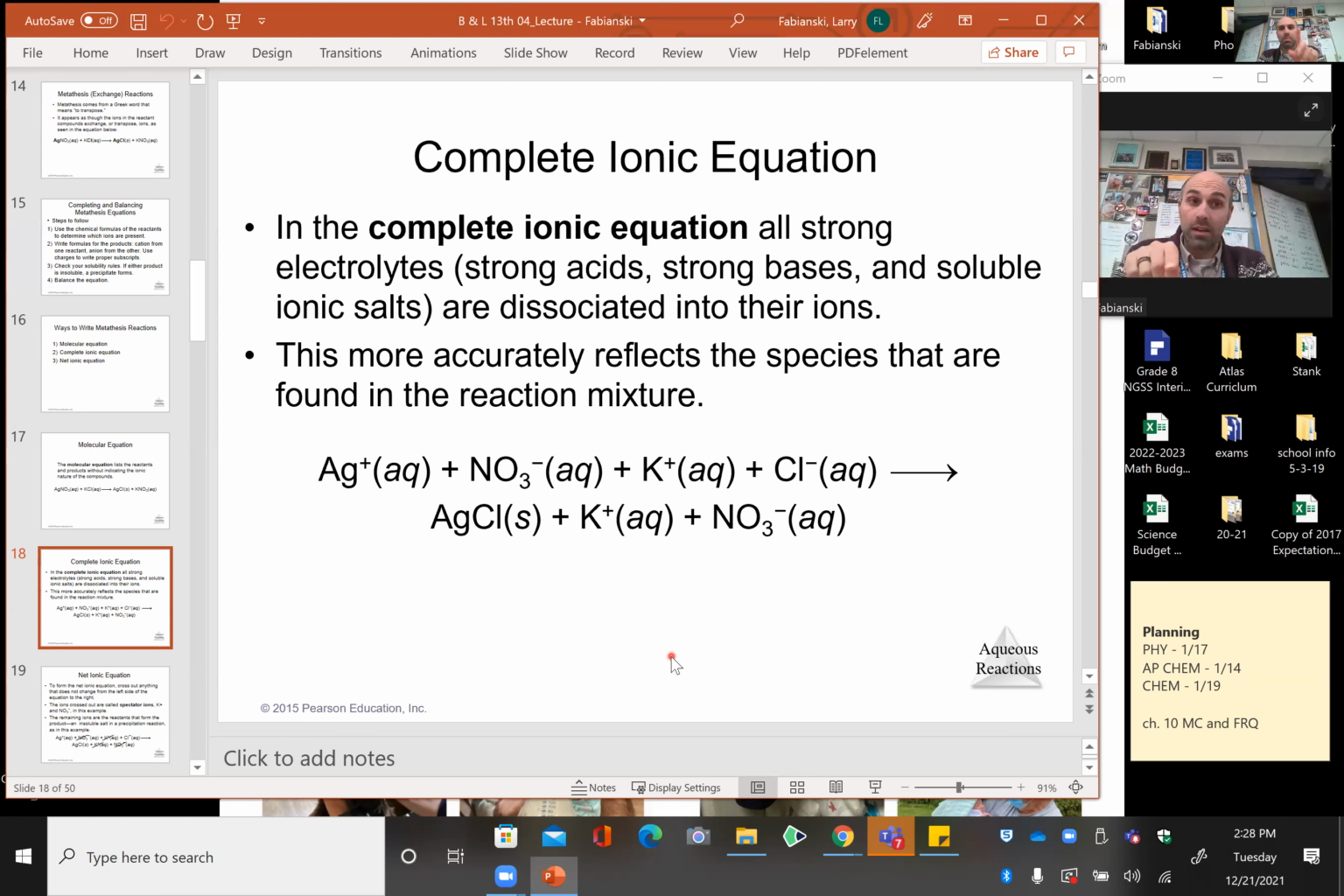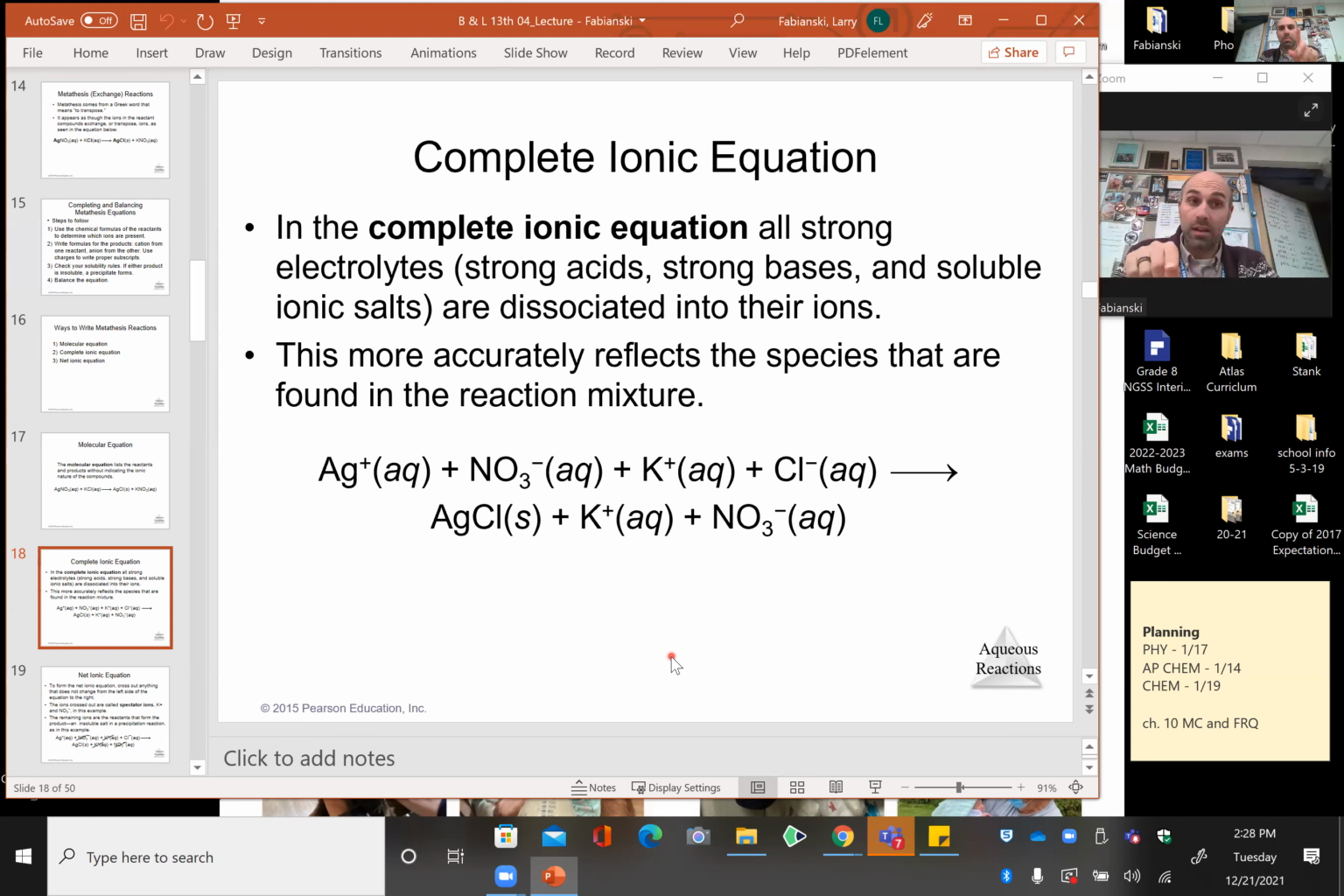Because it's precipitated out, it does not disassociate into its ions. Everything else still does. It's aqueous. But not silver chloride. For that reason, it is not written in its ionic form, but in its solid form. Now, this is the complete ionic equation. It shows all the ions disassociated, and any insoluble solids are written as a unit. They do not disassociate. Silver chloride did not break apart.